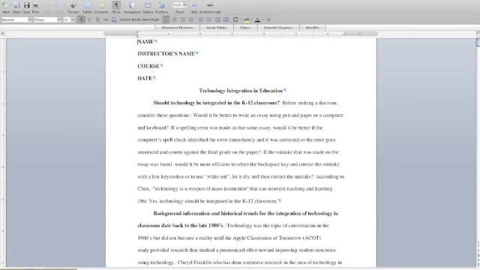So let's take a look, and I'm just going to read through this. It says, before making a decision, consider these questions. Would it be better to write an essay using pen and paper or a computer and keyboard? If a spelling error was made in that same essay, would it be better if the computer spell check identified the error immediately and it was corrected, or the error goes unnoticed and counts against the final grade on the paper? If the mistake that was made on the essay was found, would it be more efficient to select the backspace key and correct the mistake with a few keystrokes, or to use whiteout, let it dry, and then correct the mistake?